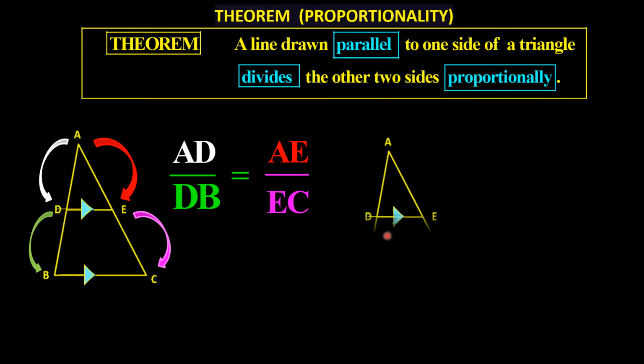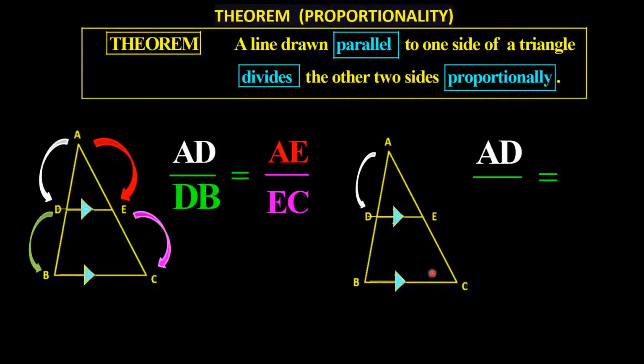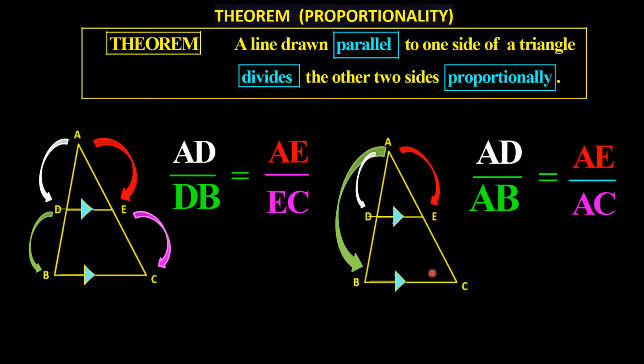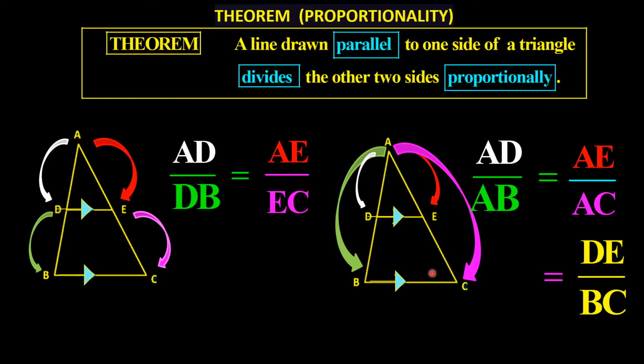We could also state it as follows. If we take a triangle ABC, and the line DE is parallel to BC, we can have AD over AB, and we can have AE over AC, which is exactly the same as DE over BC, the shorter parallel side over the longer parallel side. And this is the theorem of proportionality.